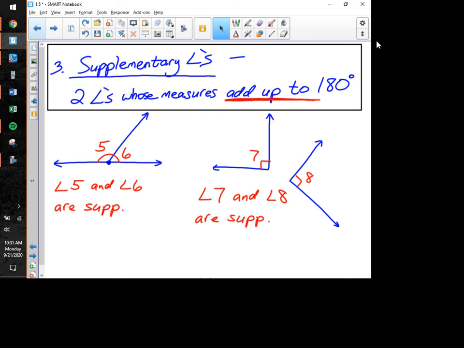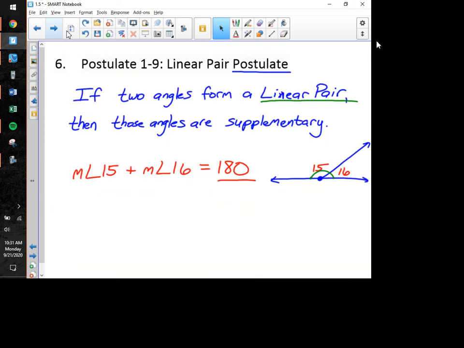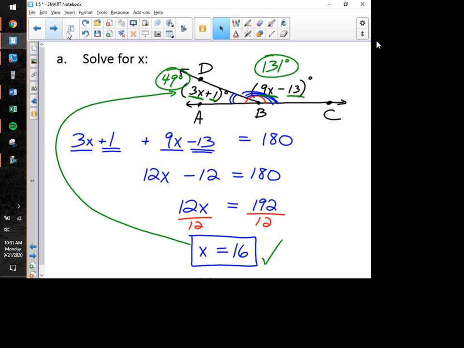And let me show you the mistake that people make all the time if they just think that supplementary means 180. They'll get to a problem like this and they'll say, okay, those two angles are supplementary, which means they're both 180. So they'll do this. 3x plus 1 equals 180, and they'll solve that. Then they go 9x minus 13 equals 180, and they solve that. And they end up with two different values for x, both of which are wrong.